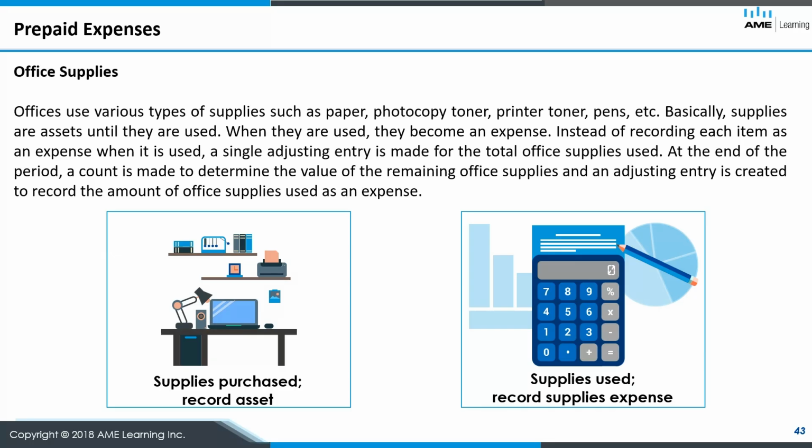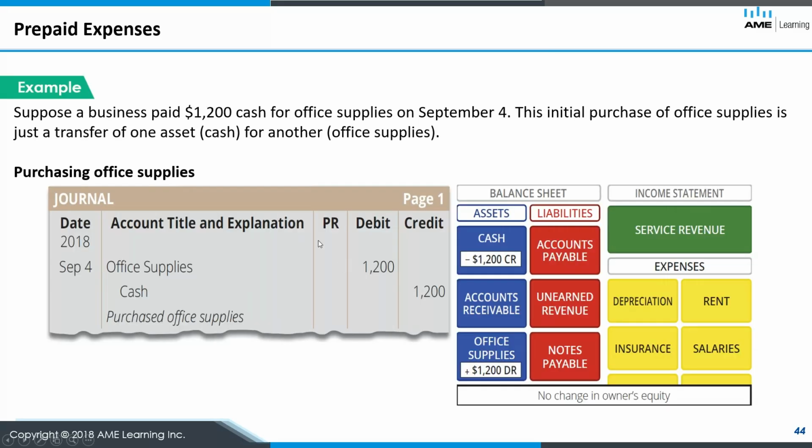Okay, another concept that we talk about with adjusting entries is the expensing of office supplies. The idea here is that office supplies, we can record those as an asset when we purchase them, because let's say, for example, we've got a whole bunch of paper for the printer. Let's look at the actual example. If we buy $1,200 worth of office supplies, let's just call it paper for the sake of putting some context around these supplies.